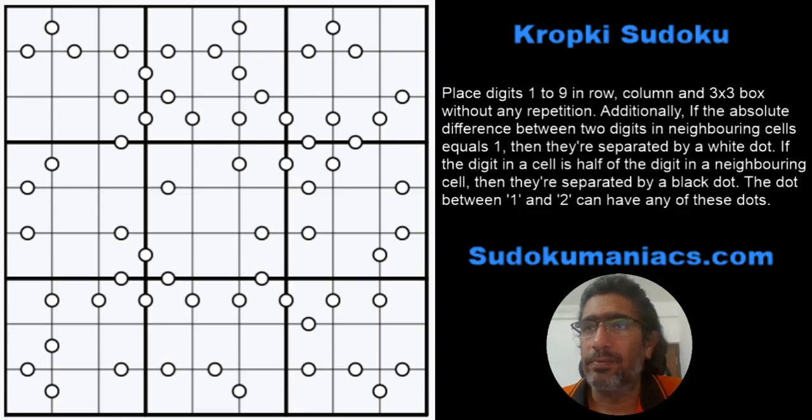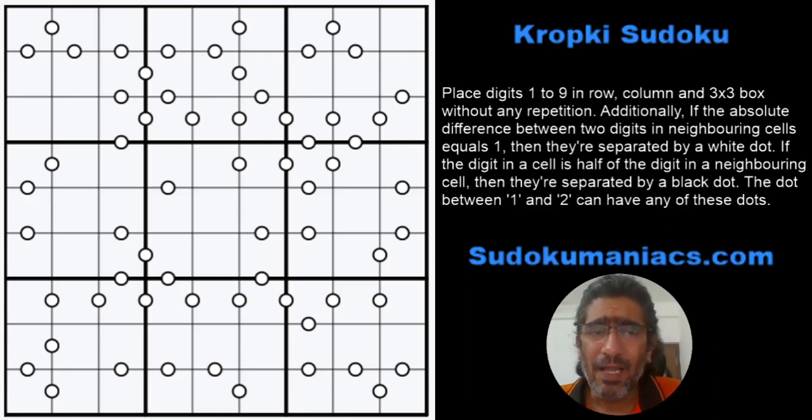Now this is a regular Kropki Sudoku. Rules of classic Sudoku apply. Additionally, if the difference between two cells is 1, then they are separated by a white dot. And if the adjacent digits in two cells are in the ratio of 1 to 2, that is, one digit is twice the other digit, then they are separated by a black dot. And all possible dots are marked. The digits 1 and 2 can have either a white or a black dot between them, because the difference between them is 1, as well as the ratio of 1 to 2.